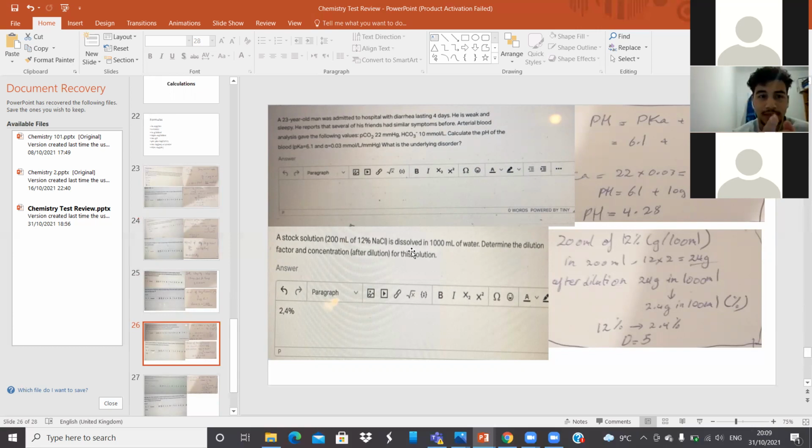That would be correct if the concentration stays the same. However, we're diluting here. So what it means is that, let's see.